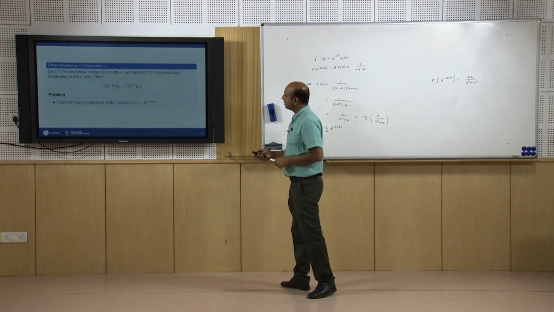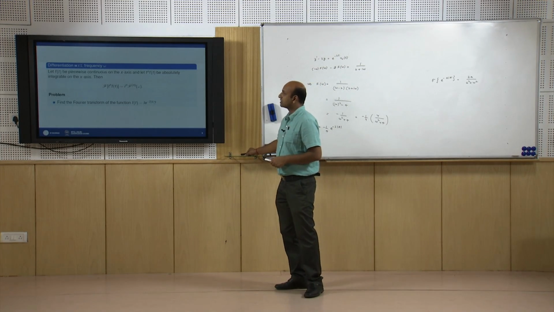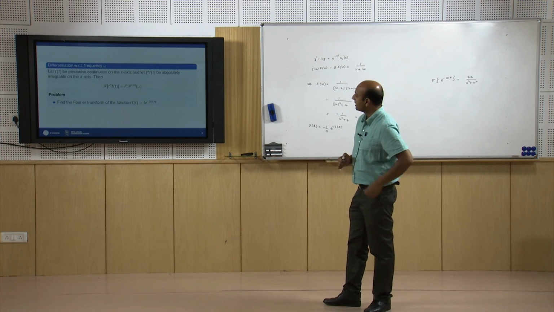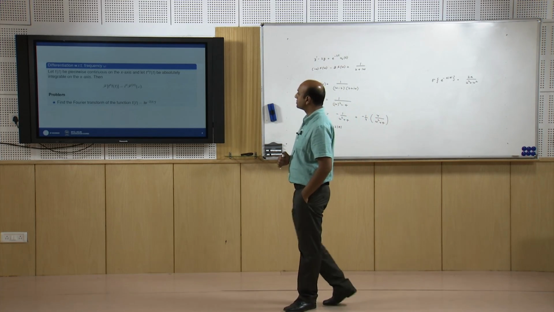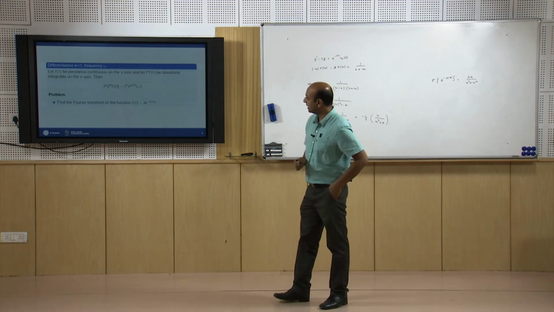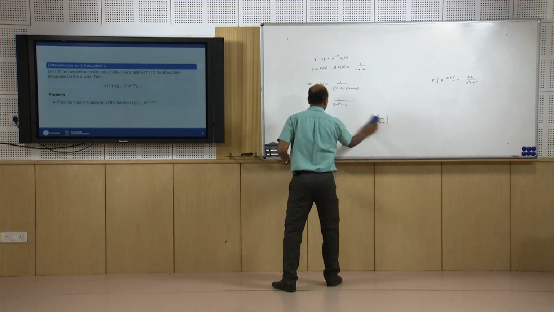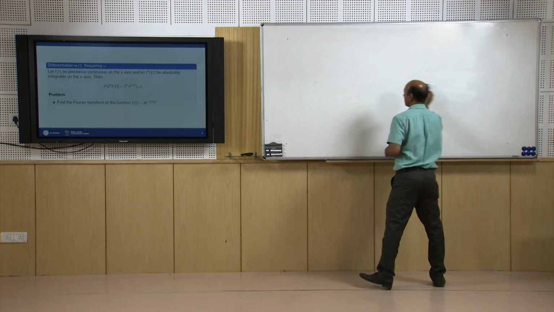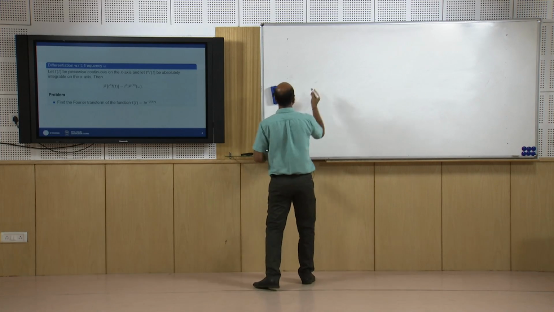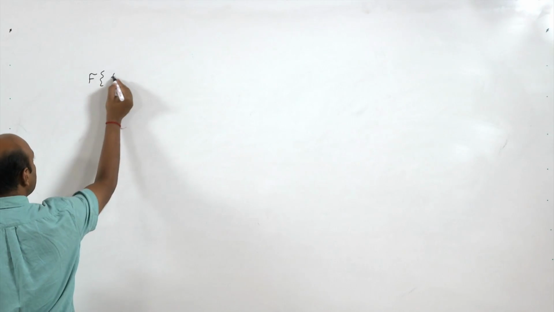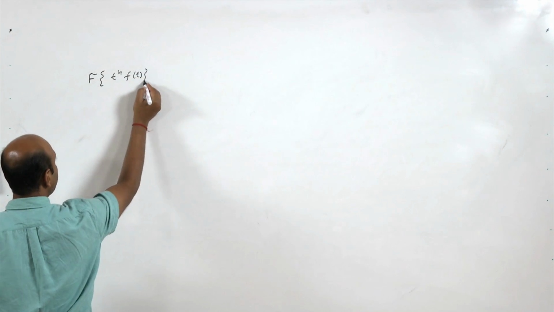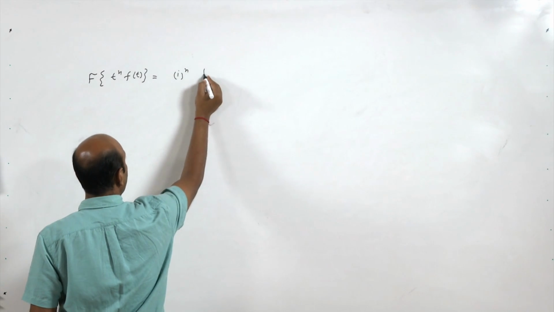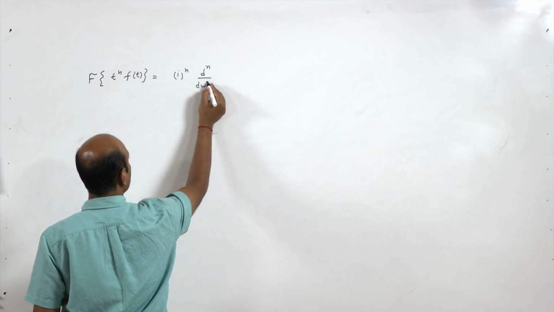Now, differentiation with respect to frequency ω. Let us suppose the function is piecewise continuous on the x axis, and let t^n f(t) be absolutely integrable on the x axis. Then we have a result for Fourier transforms. The Fourier transform of t^n f(t), that is multiplication with t^n, is nothing but i^n times the nth derivative with respect to ω of F(ω).